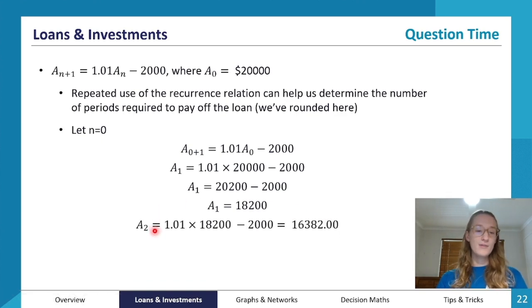So then we can apply the formula again. So the amount after 2 months will be equal to the amount after 1 month, grown by the factor that it's growing by. And then again, we're going to take away the $2,000 because we're making another repayment to reduce the value of the loan. And then that will bring us down to a value of $16,382. And then we're going to do the same. So after 3 months, there's $14,545 left owing on our loan.